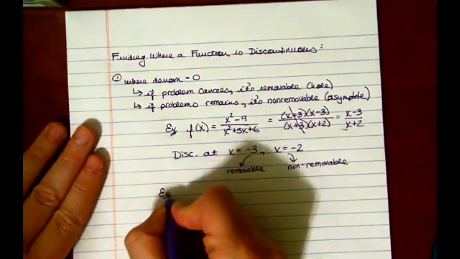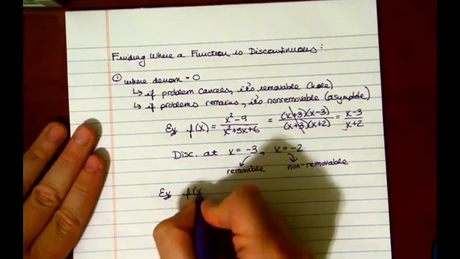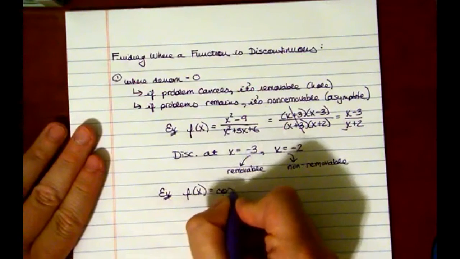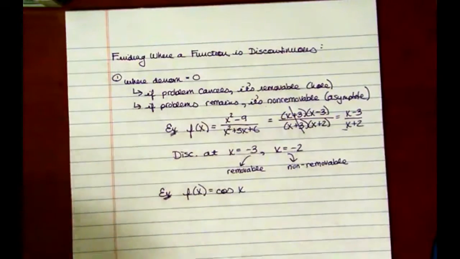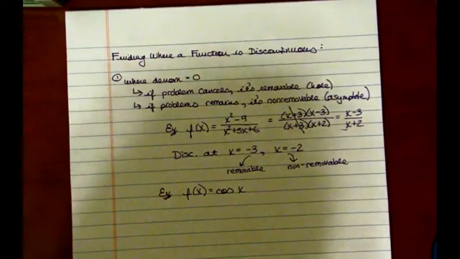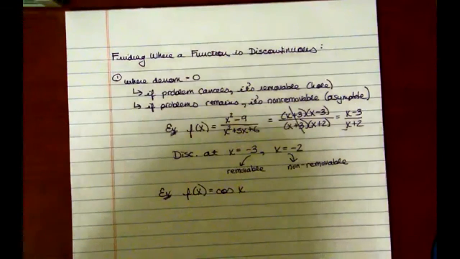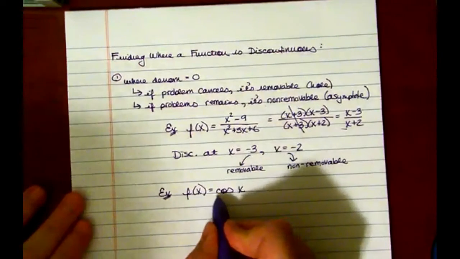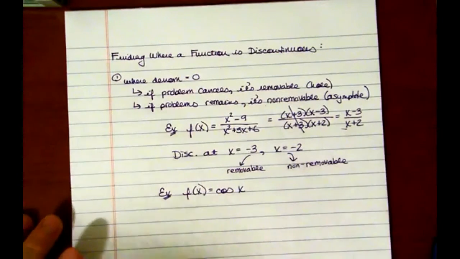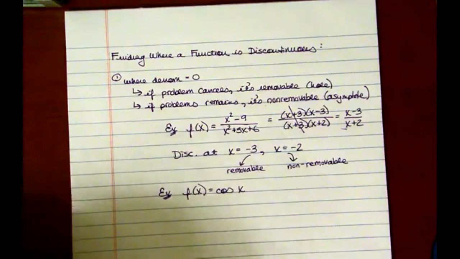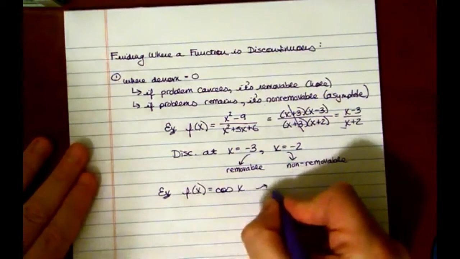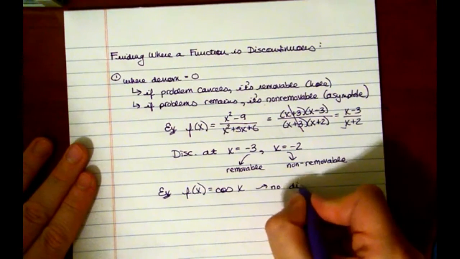Let's take a look at one more. Let's take a look at the function f of x equals the cosine of x. I want to figure out where this is discontinuous. Well, I'm going to set the denominator equal to 0. And I don't actually have a denominator. I guess I could say this is over 1, but that doesn't really matter. There's no denominator here, so the denominator is never going to equal 0. So we can't be discontinuous anywhere. We have no discontinuities.